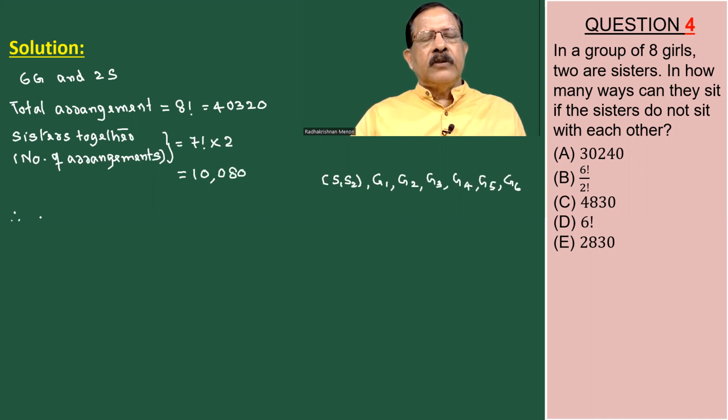Now, you are being asked to find the number of arrangements where sisters are not together. Now it is very easy. We have done a similar question previously.